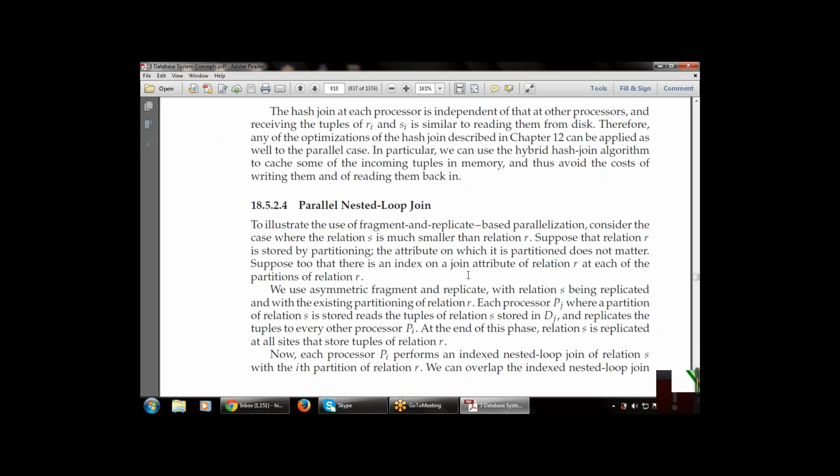To illustrate the use of fragment-and-replicate based parallelism, consider the case where relation s is much smaller than relation r. Suppose relation r is stored by partitioning; the partitioning attribute does not matter. Suppose there is an index on the join attribute of relation r at each partition of the relation. We use asymmetric fragment-and-replicate, with relation s being replicated and with the existing partitioning of relation r.